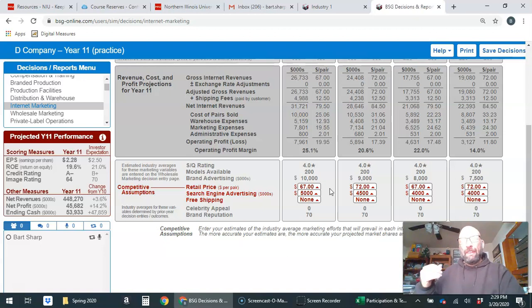Okay. The accuracy of your forecast, and this goes back to the conversation about production levels and the capacity, the accuracy of your forecast is going to be important for making good decisions in these other functions. And the accuracy of your demand forecast depends entirely on how accurate you are when you predict these competitive assumptions. Okay. We'll talk about it more in a second because you have to make the same kind of decisions, the same kind of forecasts in wholesale marketing as well.